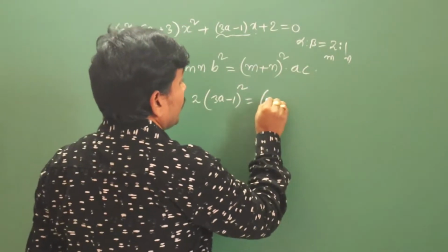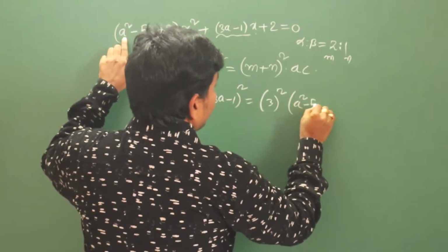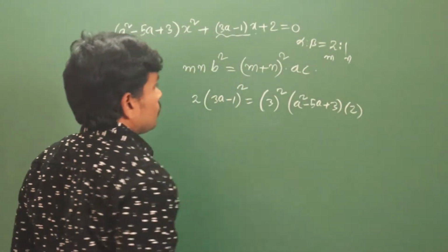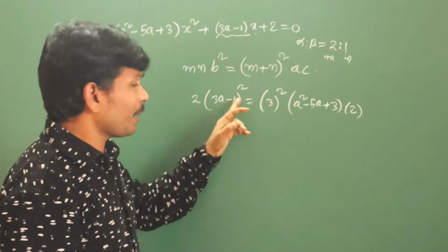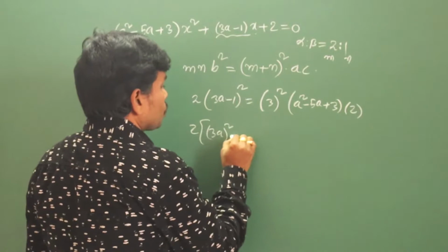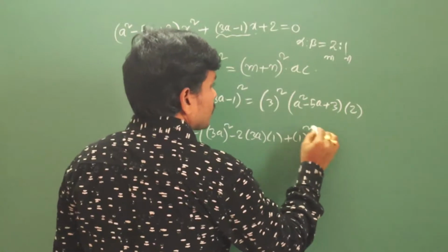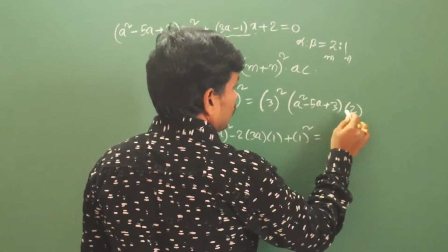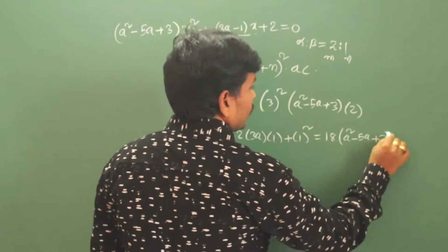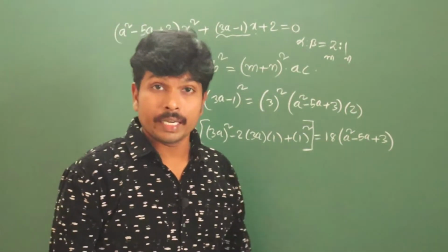So 2 plus 1, 3 whole square. A is nothing but the x square coefficient, that is a square minus 5a plus 3, into what is c? The c value is 2. So simplify it. You know the (a minus b) whole square formula: a square minus 2ab plus b square. So that is equal to 3 square, 9. 9 twos are 18, of a square minus 5a plus 3. So simplify it, and definitely you get the a value.